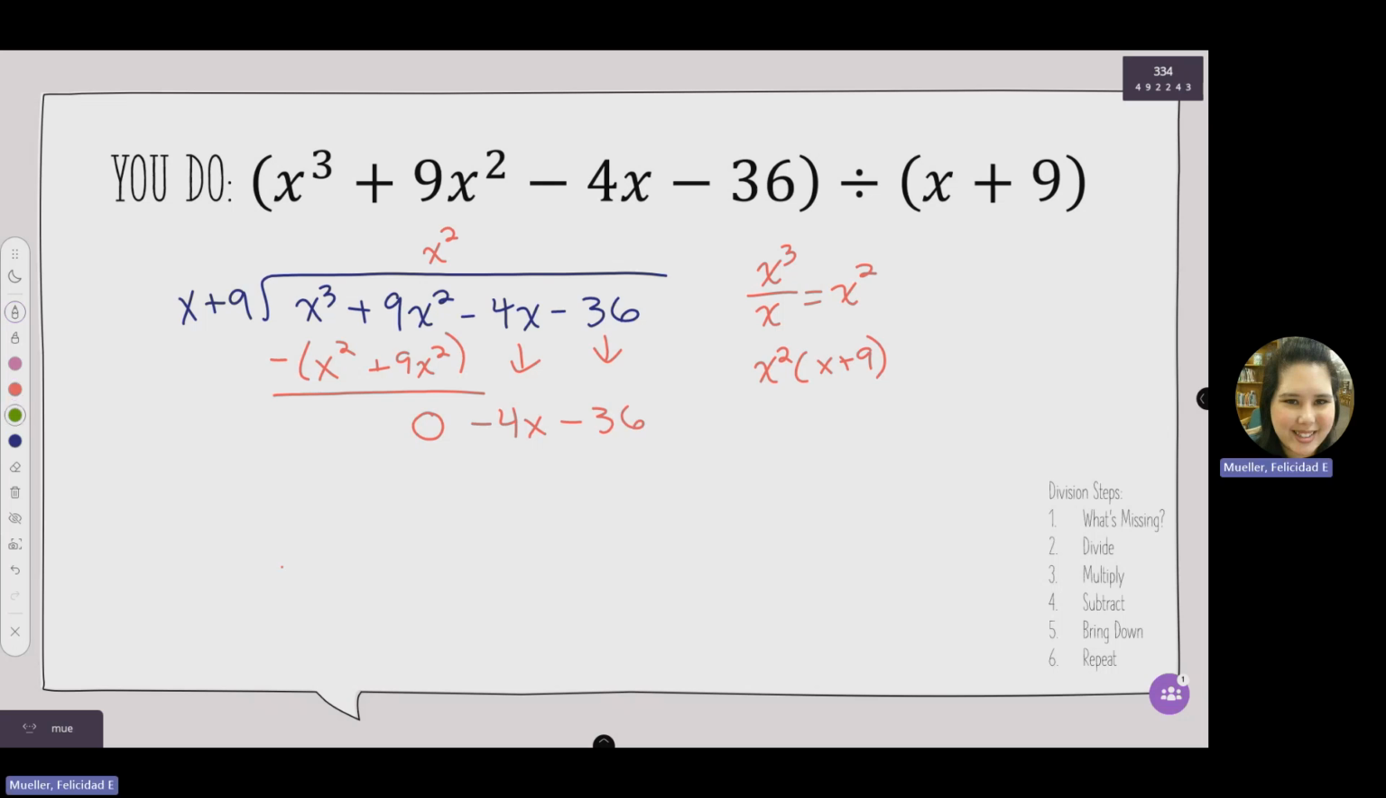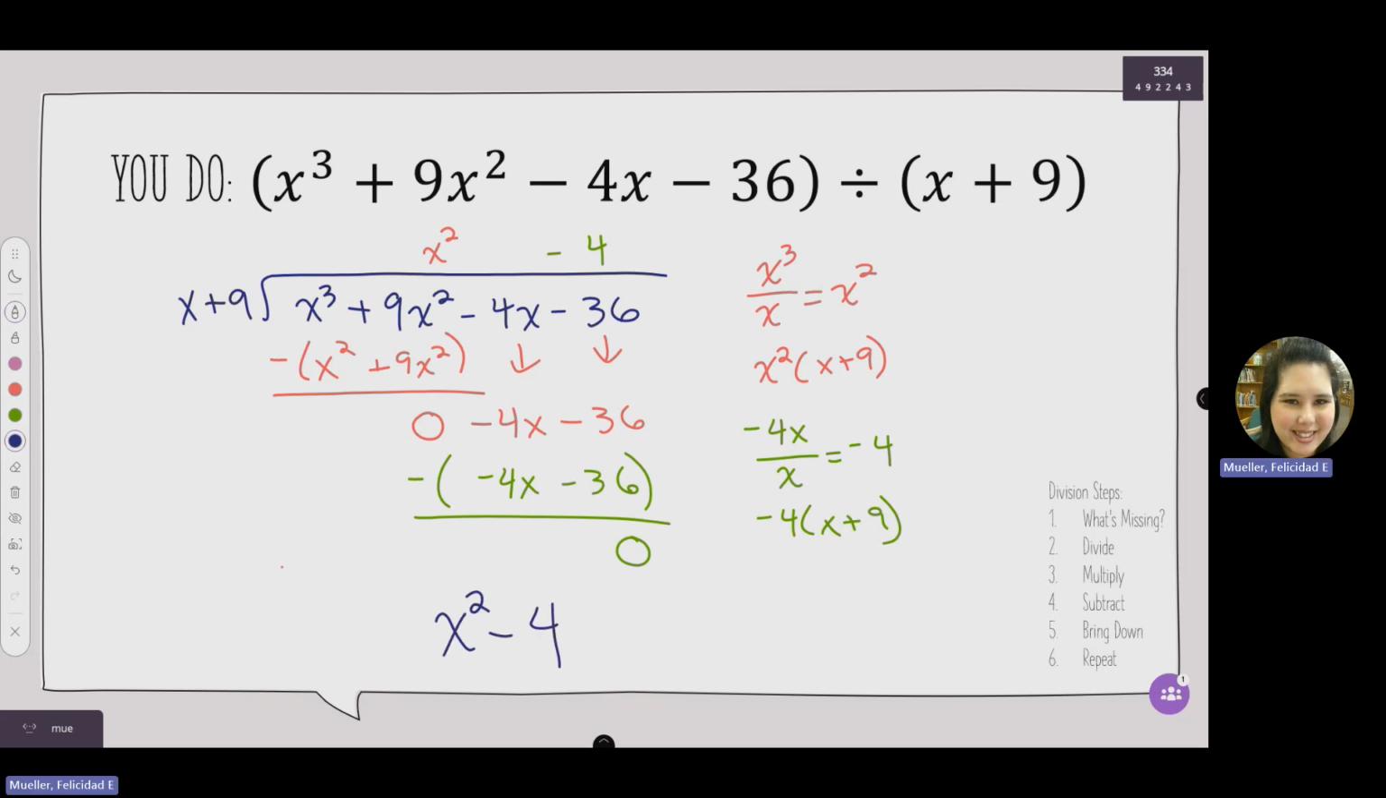Now we do negative 4x divided by x, and we get negative 4. So we're going to do negative 4 times x plus 9. Negative 4 times x is negative 4x. Negative 4 times 9 is negative 36. And these all cancel out. So our final answer in this case is going to be x squared minus 4.